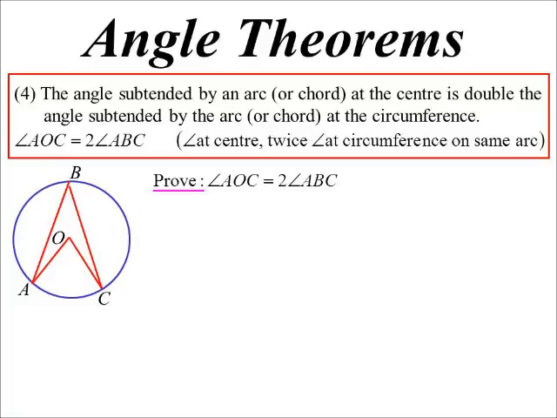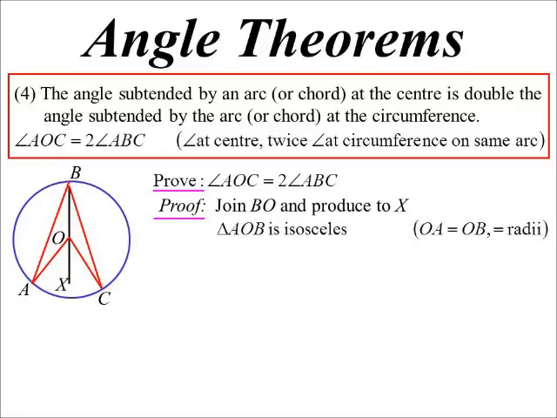Okay, going to join in BO, and I'm going to produce it through to a third point, which I've just called X. Now, triangle AOB would be isosceles, because AO and BO are both radii, so they've got to be the same length. So therefore, angle OAB is the same as OBA.